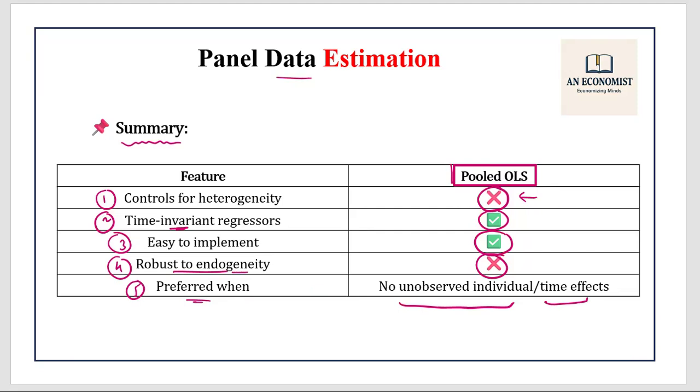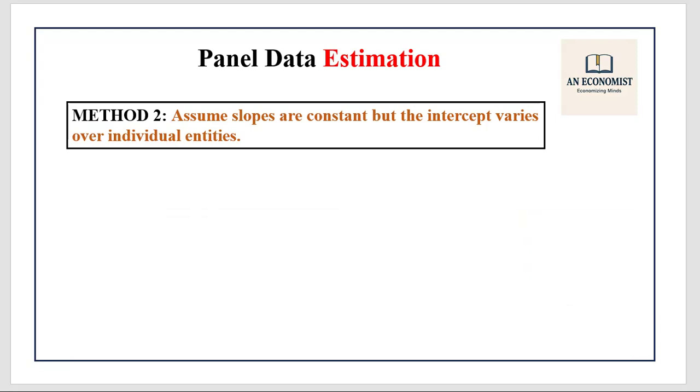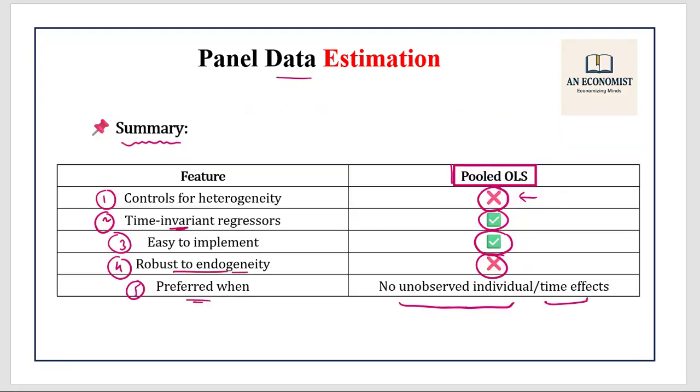In the next video, I'll go into method 2, where we see if we assume that the slopes are constant, but the intercept varies over individual entities, what will be the effects? And we will do a similar analysis. We will see the model structure and we will see all the advantages, disadvantages, special features, and all the summary, right? So this is the agenda for the next video. I hope you like this video.